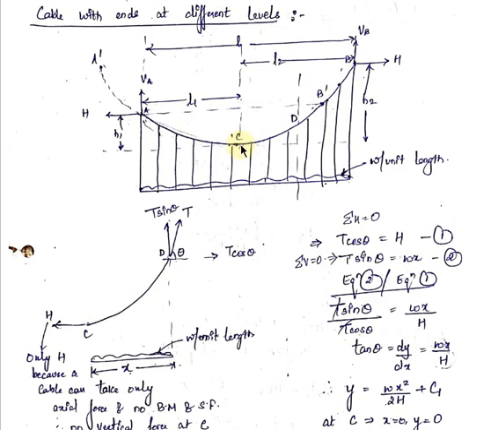Suppose the deepest point of the cable is C point. The distance of A support from the C point is suppose L1. The distance of B support from the C point is L2, the horizontal distance. Suppose the vertical distance of A support from the level of C is H1, and suppose the height of B support from the C point is H2.